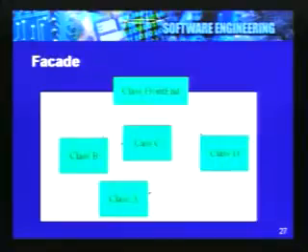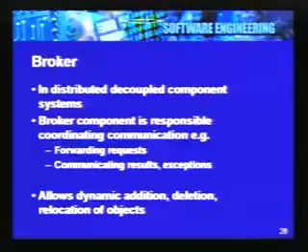Then this is another architectural pattern called facade. You have a subsystem in which there are many classes. This could be a package, and the interface of the package is given through one class called the front end, and the internal classes are hidden. So this design pattern is also important from a class level architectural point of view. So facade is an important architectural pattern, a way to organize your component architecture. Then broker is another pattern which is seen in distributed decoupled component systems.